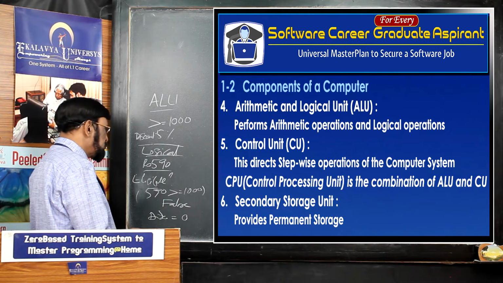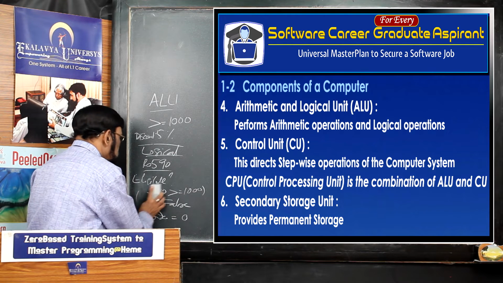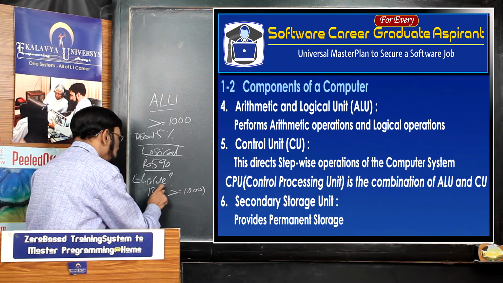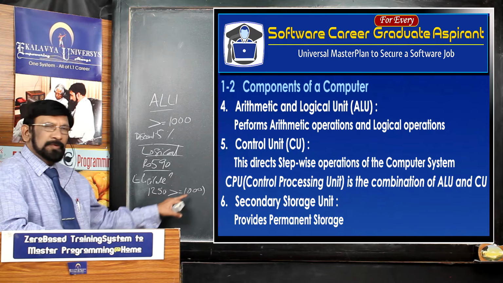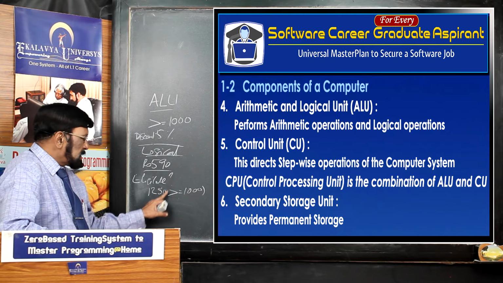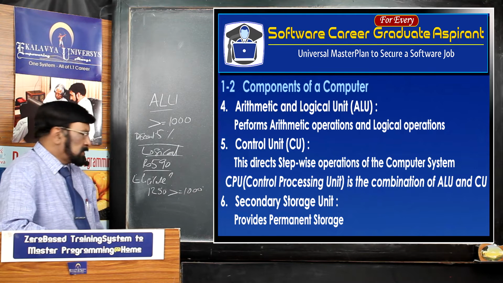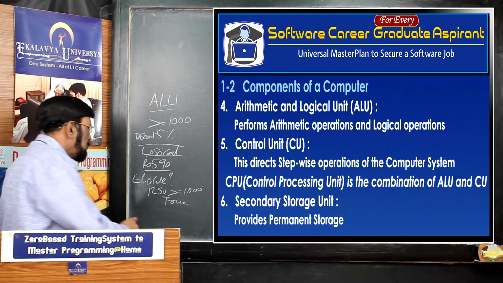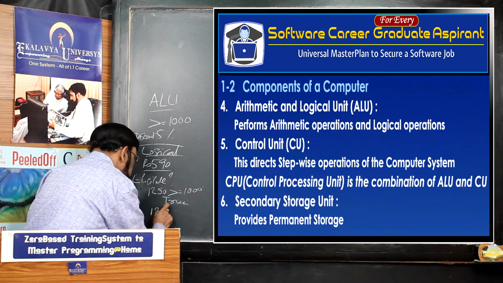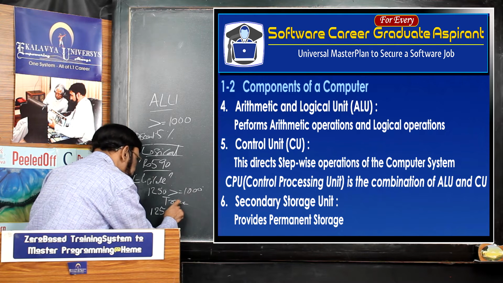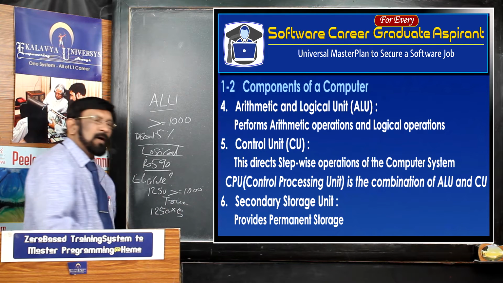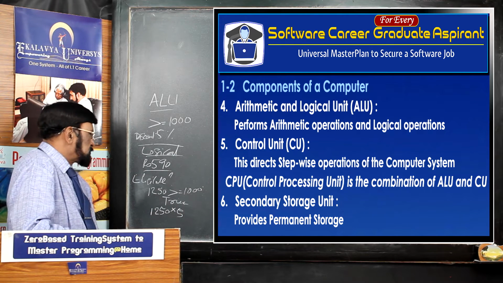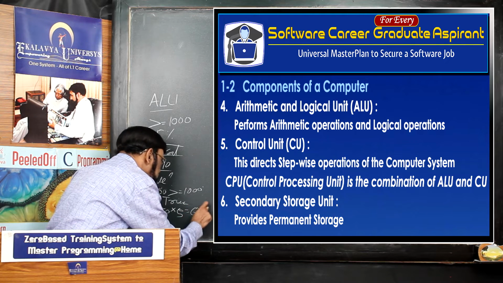What is the arithmetical operation? Here I tell you. Suppose some customer purchases 1250. His bill is 1250. Now we write that 1250 is greater than or equal to 1000. Then what is that? True. If it is true, what happens? Then he is eligible for discount. How much discount? On 1250, 5% is calculated. That is 62 rupees 50 paise discount.